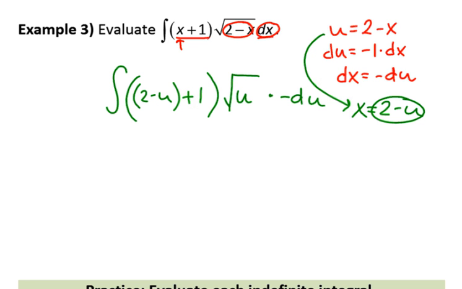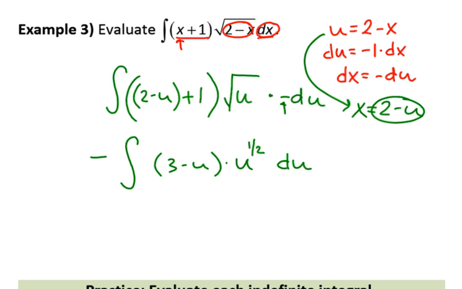Okay? So again, you're just taking everything that's in terms of x and replacing it with something in terms of u. So I'm going to clean this up. This negative right here, I'm going to pull that out front of the integral. So then, and then 2 plus 1 is 3 minus u times the square root of u du. Okay? Now that square root of u, when I'm simplifying this, this still looks like it might be complicated, but we're going to have to simplify this before we can take the integral.